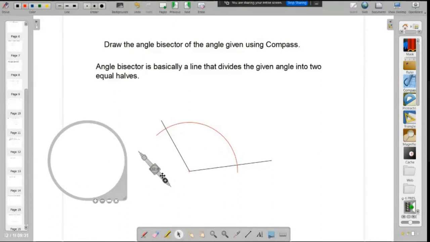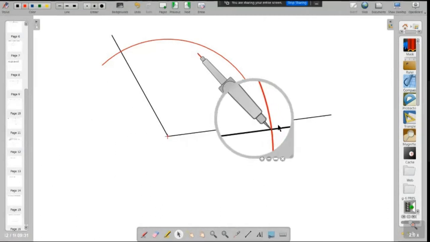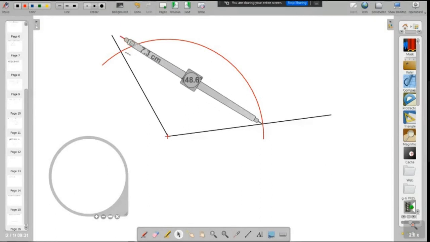So I will take the compass over here. I will just zoom in so that you can see it well. I think it is clear now. I am keeping it at this point here. The pivot end of the compass is kept at one of the points of intersection of the arms with the arc, and I rotate the compass towards the other point of intersection, and then I will extend the arm.